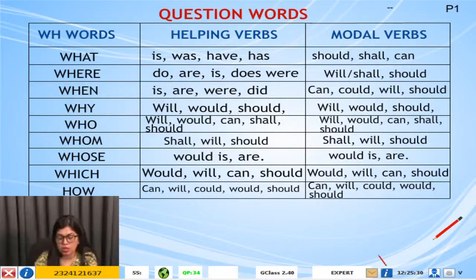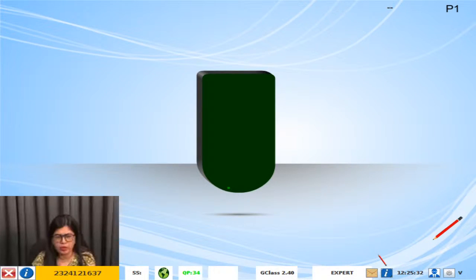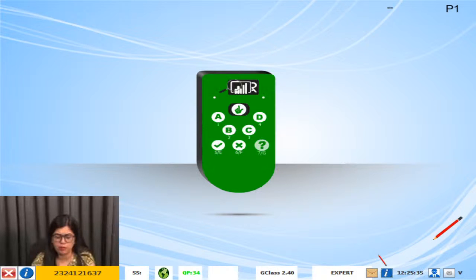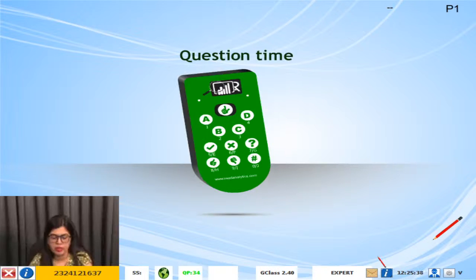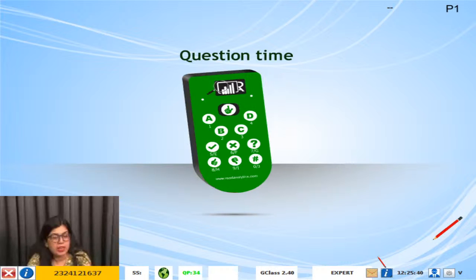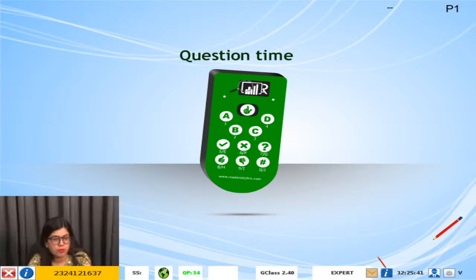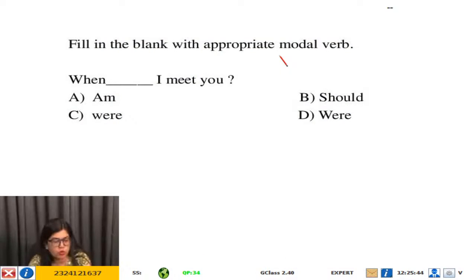Now I have another question for you also. All of you take out your clicker devices. Fill in the blanks with the appropriate modal verb. When ___ I meet you? We have four options: am, should, where, and Where. Which one will be the correct answer? You have to answer it. One is in capital letter, one is in small letter. I'm giving you 30 seconds to answer this.